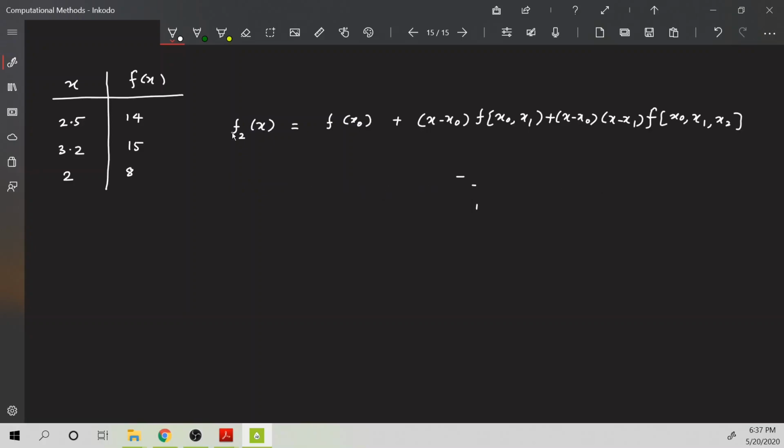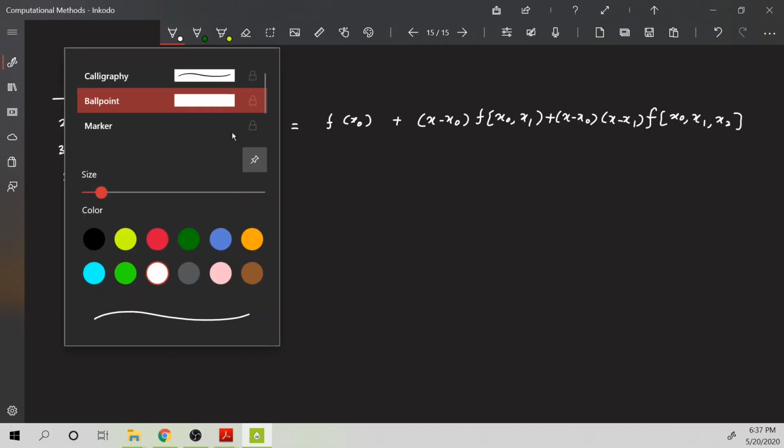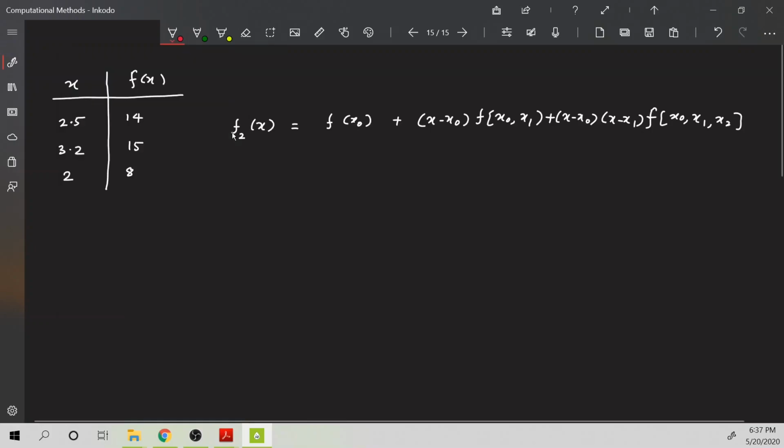So when you talk about Newton's divided difference here, by looking at the formula, I know what I need here is the first divided difference and the second divided difference. The rest I know: the value of x0 and the value of x1. Then I can easily get an equation in terms of x. So the first thing I need to do is find these divided differences.